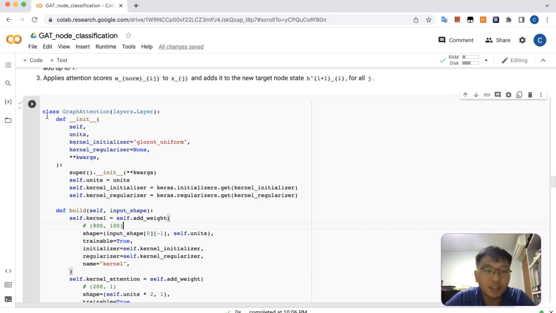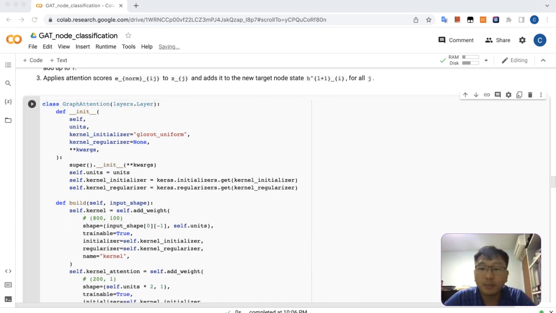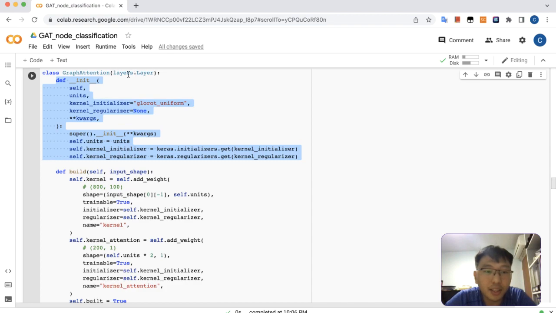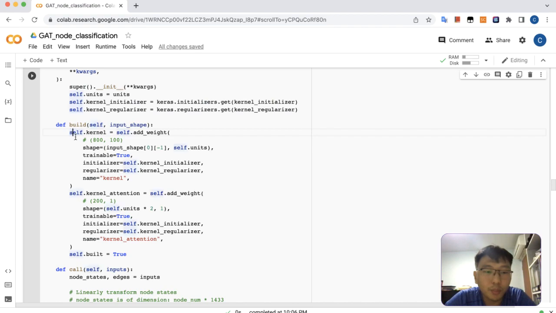So this whole code was given by TensorFlow. I'm just trying to decipher what exactly is going on here because I'm new to graph networks and this is something interesting. Apparently over here, this is the init for the layer, overriding the Keras layer. So this part is a standard one. The build basically is to build the trainable variables.